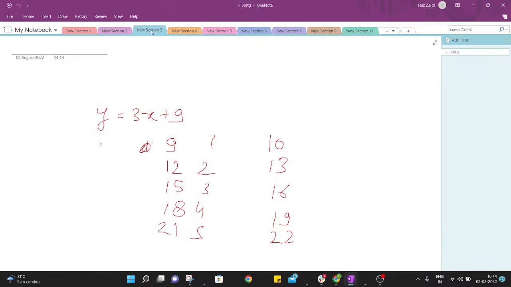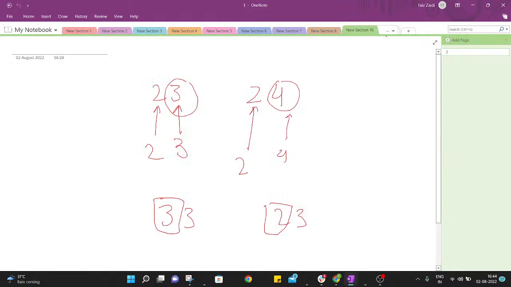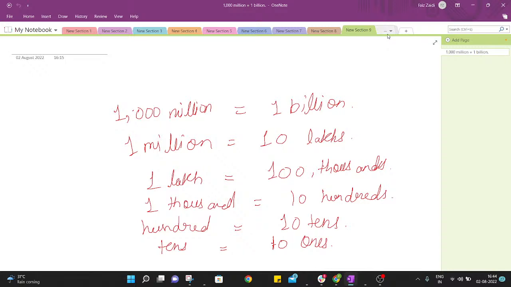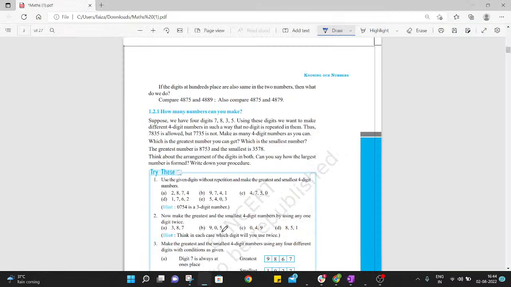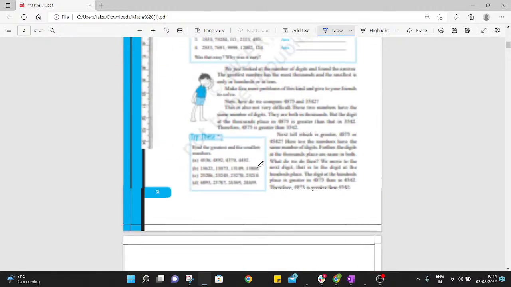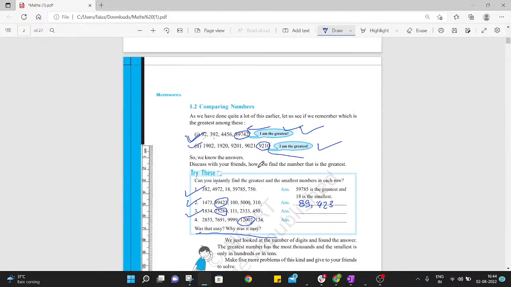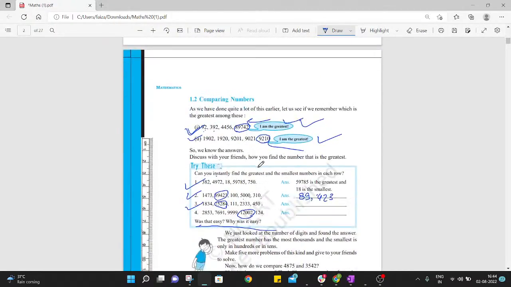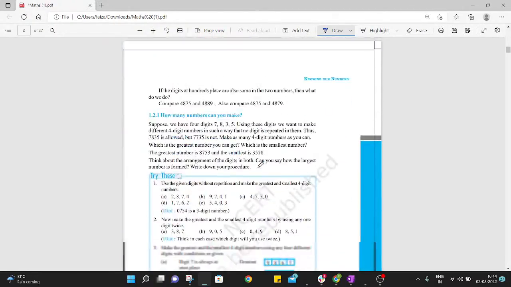So here we go. 1000 million equals 1 billion, 1 million equals 10 lakhs, 1 lakh equals 100,000, 1000 equals 10 hundreds, 10 hundreds equals 10 tens, 10 tens equals 100 ones. Then after that we saw this NCERT book, we did all these questions, we read it, and then I think that was it.